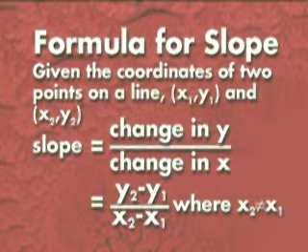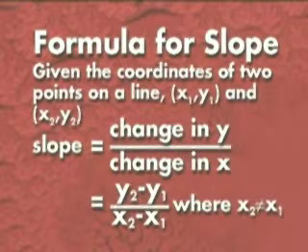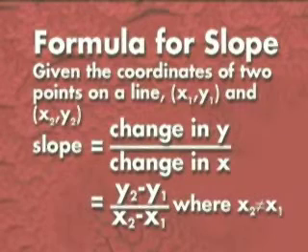Take a look at how this notation is used in the formula for slope. The formula for slope says that if you're given the coordinates of 2 points on a line, x sub 1, comma y sub 1, and x sub 2, comma y sub 2, the slope is equal to the difference in the y coordinates, y sub 2 minus y sub 1, over the difference in the x coordinates, x sub 2 minus x sub 1, so long as x sub 2 does not equal x sub 1. As we've seen, this formula makes sense.